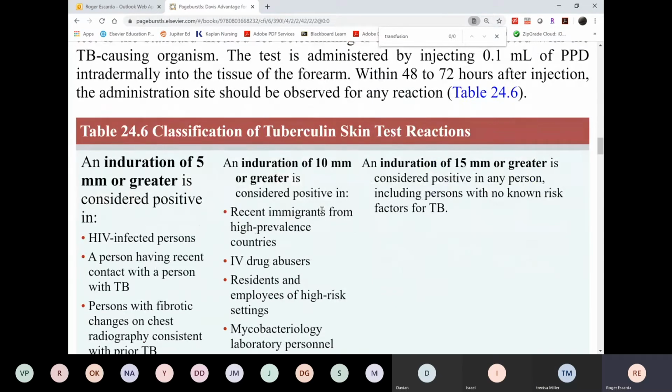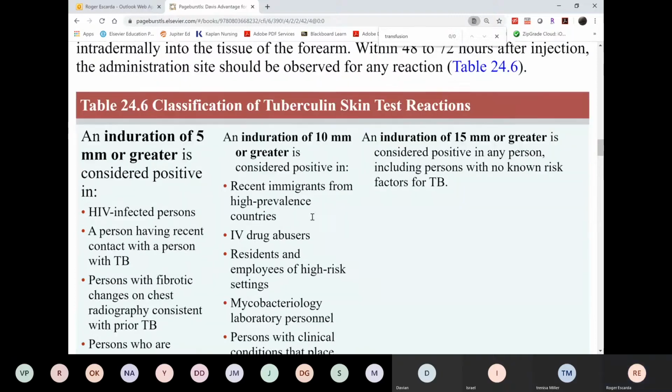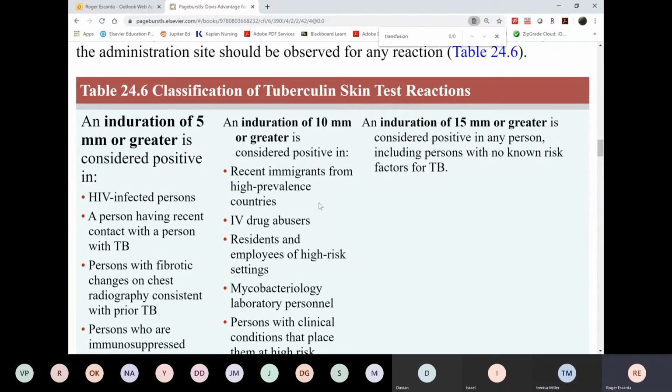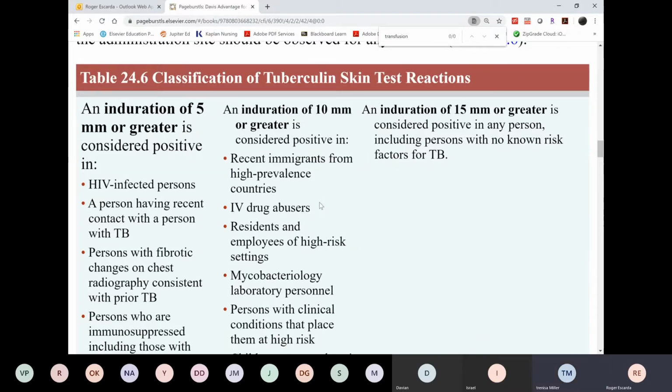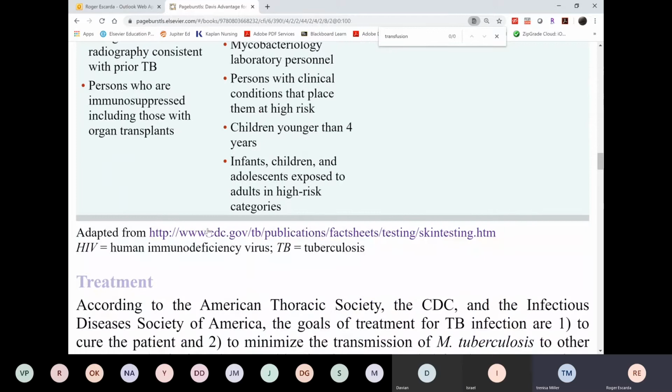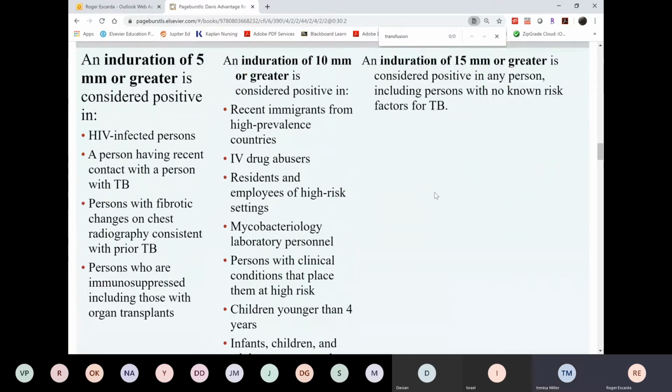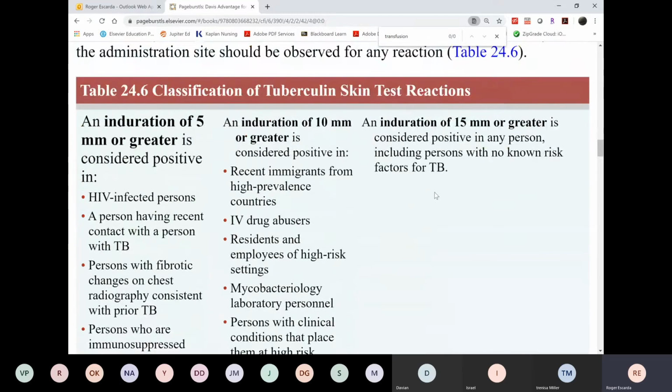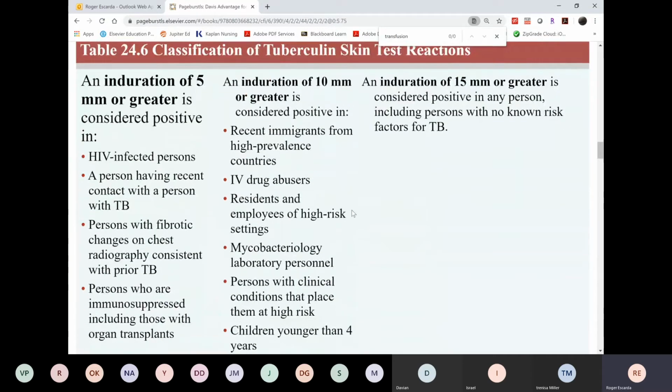All right, since we're still using PPDs, especially in nursing homes or in school, and not all of us receive the BCG, we still get the PPD. So here is an interpretation table, adapted from the CDC. This is the same interpretation from the CDC website. So we'll put people in three different groups.